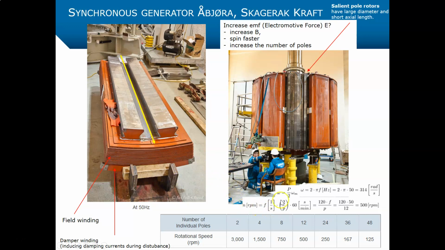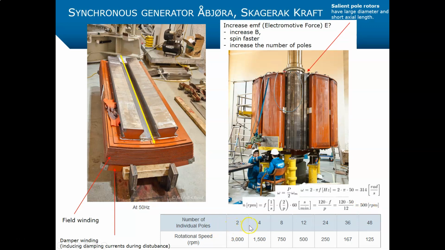If you want to calculate the speed from the pole pairs and the hertz, we can use this formula here, as I said in the beginning. So we have omega is 2 times pi times f, and that means it rotates at 314 radians per second when we have 50 hertz. To find, for example, the RPM speed of this machine, we can use this formula. And in Åbyra we have 12 poles, and it's 50 hertz. So that means with that number of poles we have a 500 RPM speed.